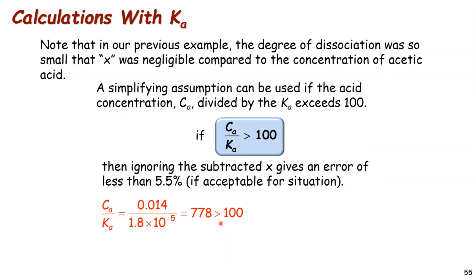So since that's greater than 100, we would be able to ignore the minus x term, this term right here, not this, right? We can't ignore all the x's or there's nothing to solve for. But we can ignore this minus x term if this ratio is greater than 100. And now all we have to do is bring the 0.014, multiply it by the Ka, take the square root of it, and now we have the hydronium ion concentration. So very simple. But if this is actually less than 100, then you're going to have to use the quadratic formula to solve the problem.